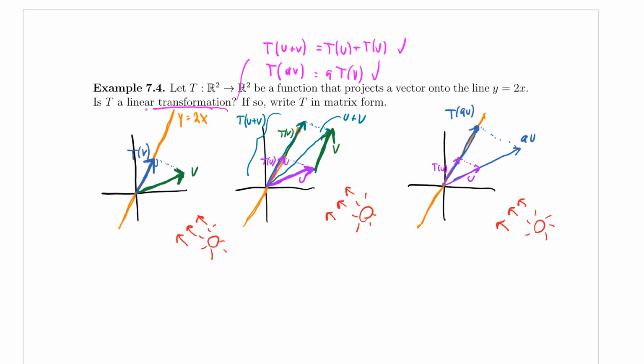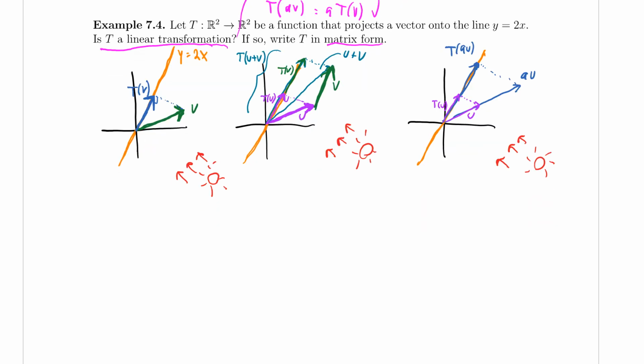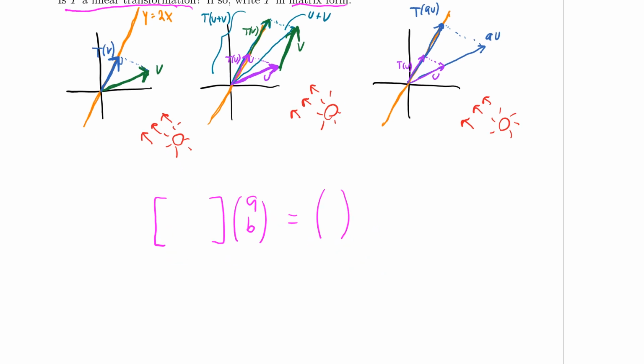So my T, this is a linear transformation. And because it is a linear transformation, it actually has a matrix form. So that means there is actually a matrix that whenever I multiply this matrix to a vector, let's say a vector AB, the product of this multiplication is actually going to give me a projection of that vector AB on the line y equal to 2x.